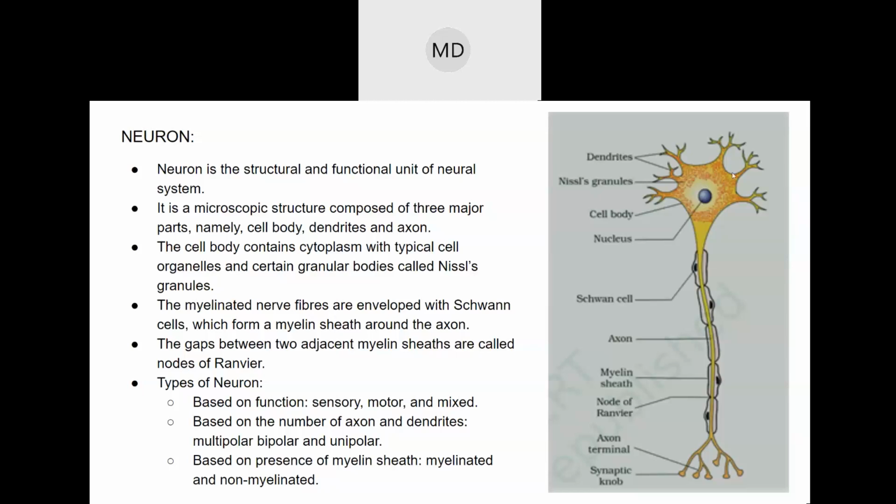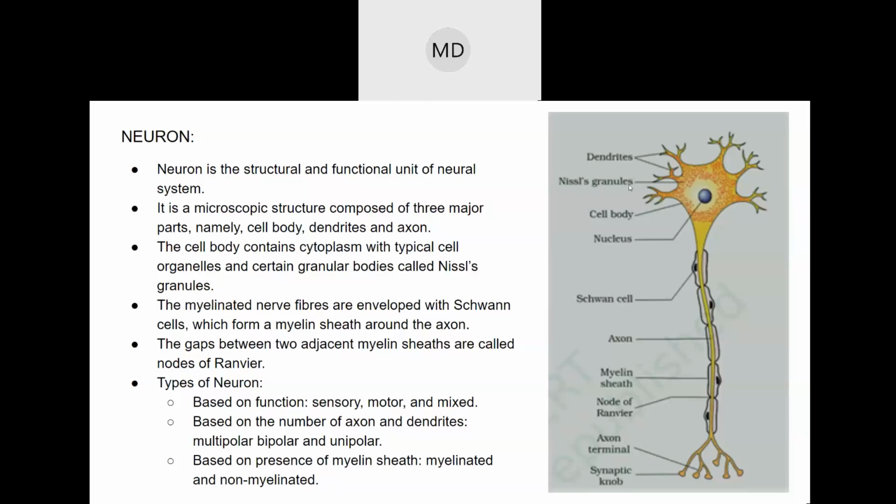These are small fragments that are found in the cytoplasm. Cytoplasm is a jelly-like material found inside the cell, right? So there will be cytoplasm inside this cell body also. In the cytoplasm there will be little small fragments or small granules. Those granules are known as Nissl granules.